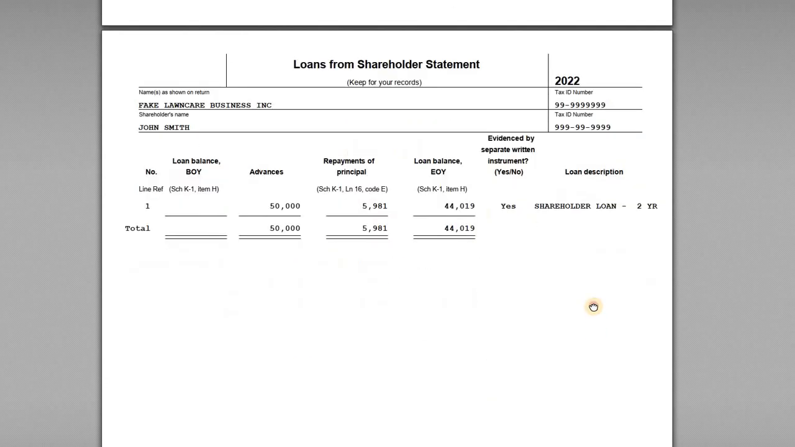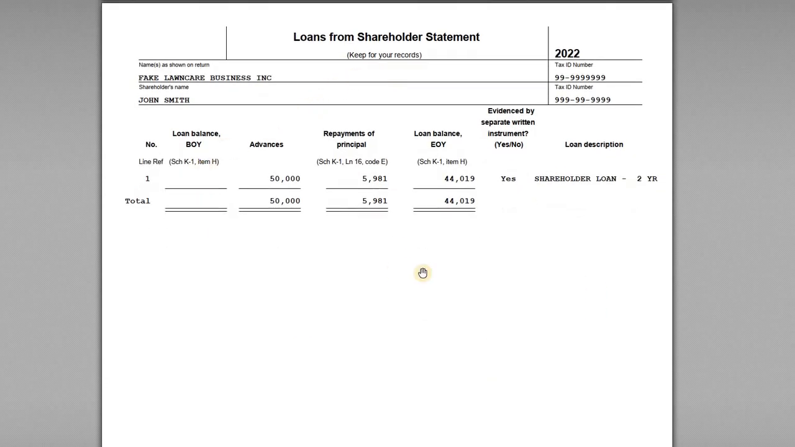So we have some non-deductible expenses related to a work opportunity credit that's being claimed. Now, if we go down to an additional supplemental statement here, this is provided by the S Corp to John too. It helps him understand and reconcile what's going on with his note balance. So loan balance at the start of the year, $0, $50,000 in gross amount of advances. So that was the principal sum of the note. $5,981 in principal repaid, and the end of year loan balance is $44,019. And then we have indicated, yes, there was a written arrangement, and it's a shareholder loan with a 2-year maturity date.